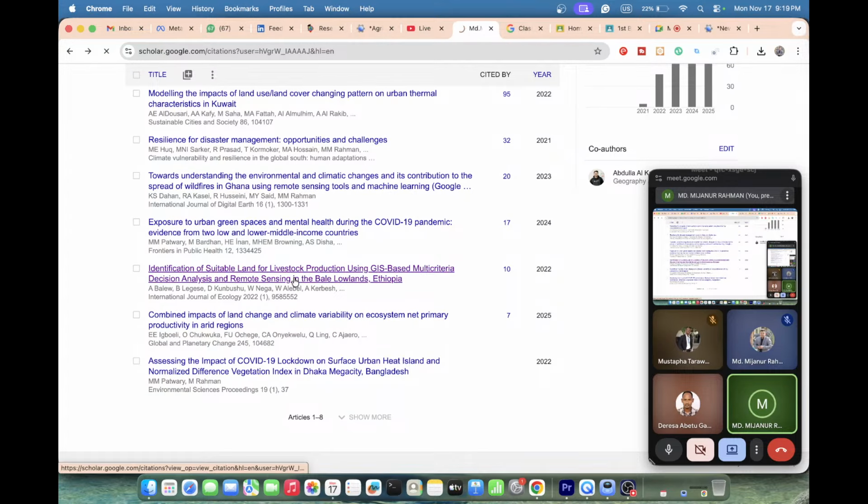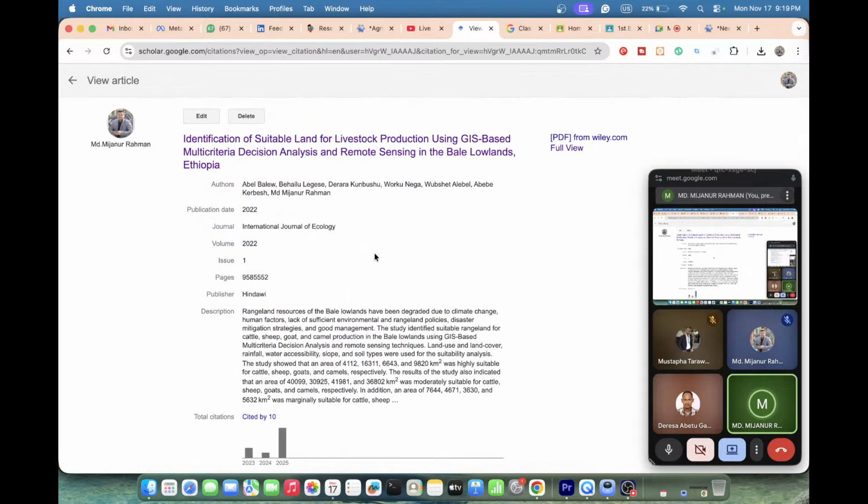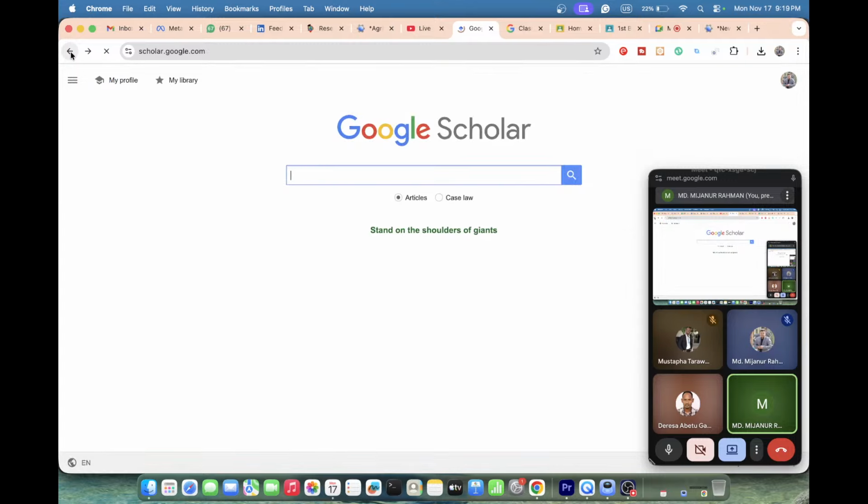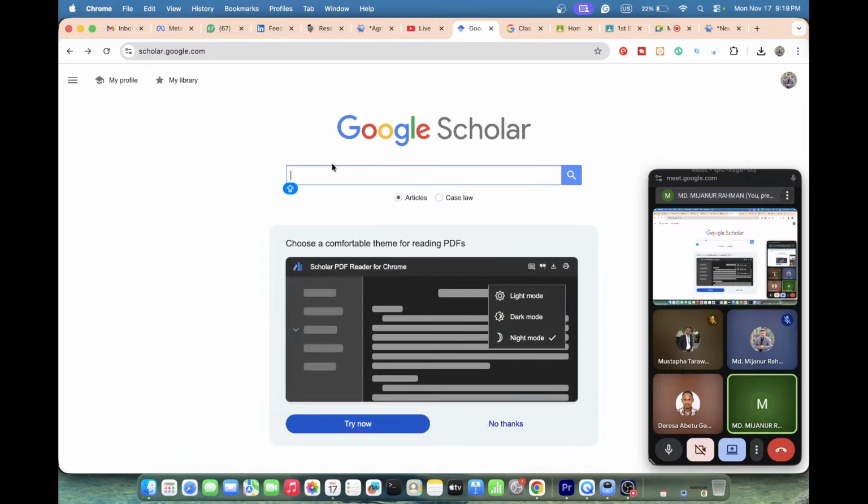Right, so this paper, not only for that, if you want to check other papers also, suppose simply search here, suppose agricultural land suitability.